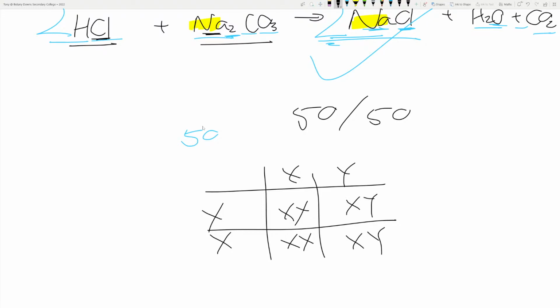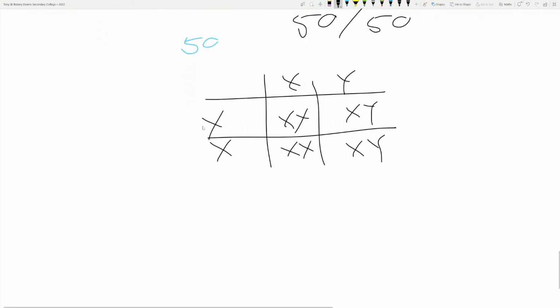But like I said in class, there are plenty of families that I know of with a lot of girls and very few boys, or a lot of boys and not many girls. So the expected ratio is 50-50, but the actual outcome is not exactly 50-50.